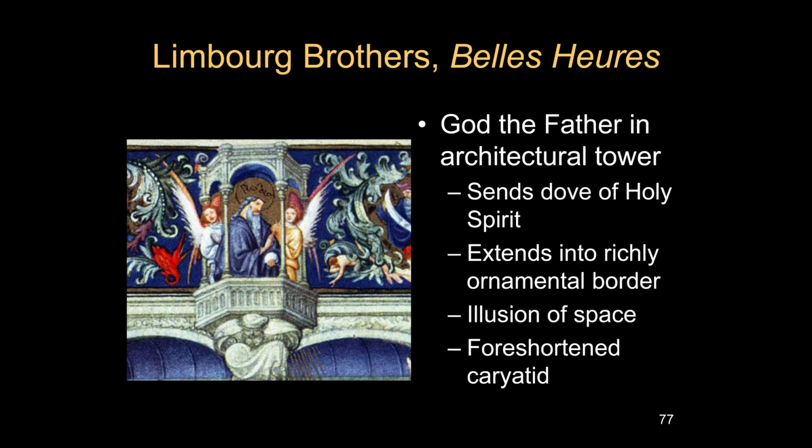Now, we pointed out that there's this little tower that rises up from the center column, and it goes beyond the frame. And in there is God the Father in this little architectural tower with the two flanking angels. He's holding the globe, and he's sending out the dove of the Holy Spirit.